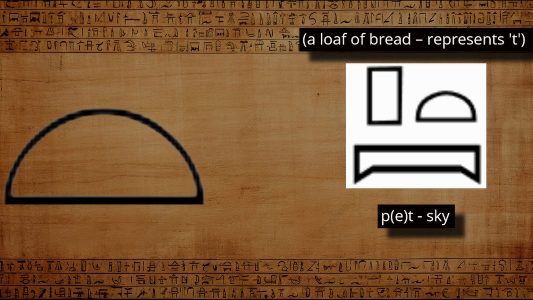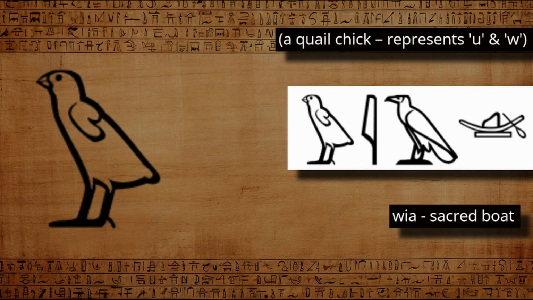So, let's revisit our cute quail chick. Now it is used for the sound V. And with the word via, which with the boat ideogram here, means sacred boat. By now, you might have started noticing a pattern with ideograms. Isn't it interesting how to fare downstream and sacred boat share the same ideogram, a river-related theme?